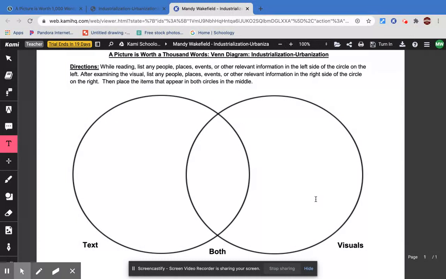And then once you do that, you're going to compare the two sides of your Venn diagram. And anything that's the same from this side and this side, you're going to type here in the middle.